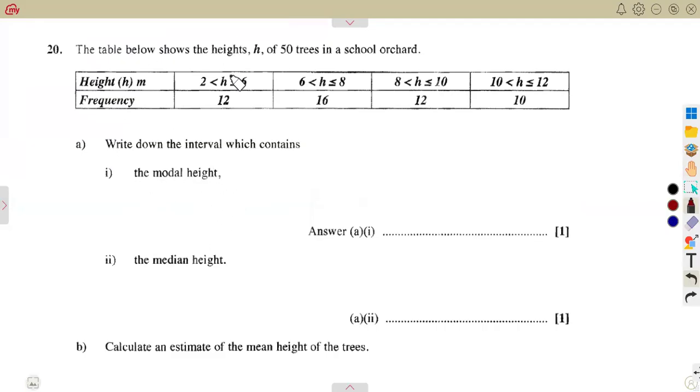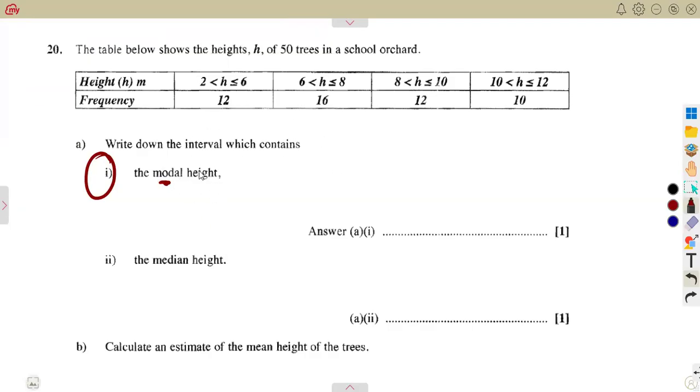The table below shows heights, age 50 trees in a school. Write down an interval which contains the modal height. So as we had before, we are talking of the mode, mean, median, this and that. When you're dealing with the ungrouped information, this time they will be talking of a modal. It's like the modal class.